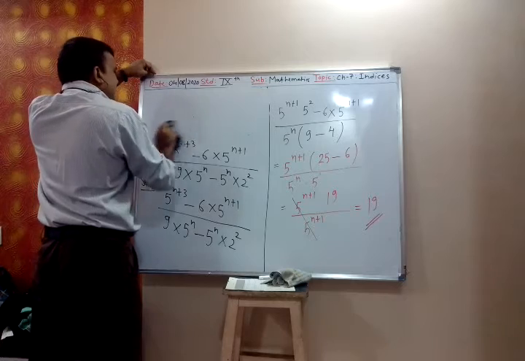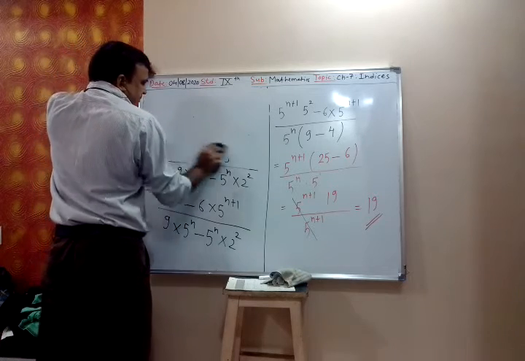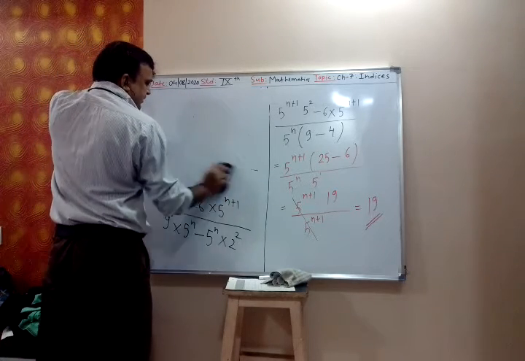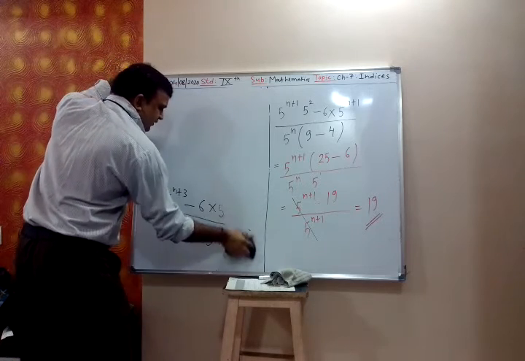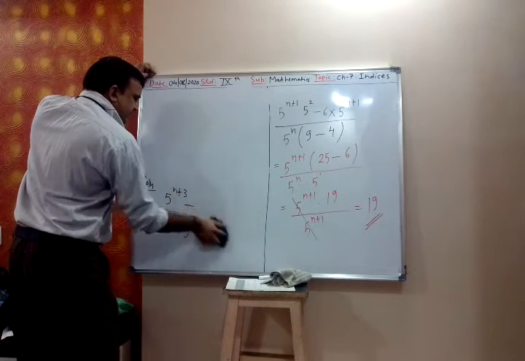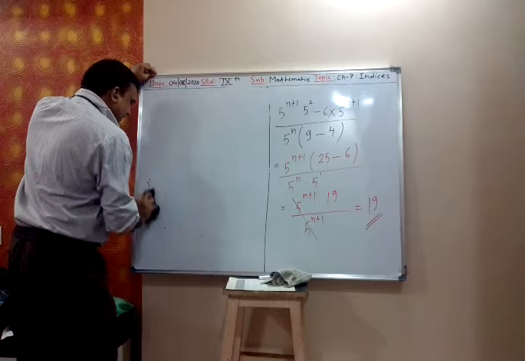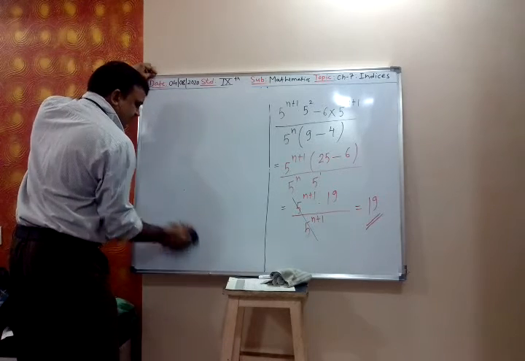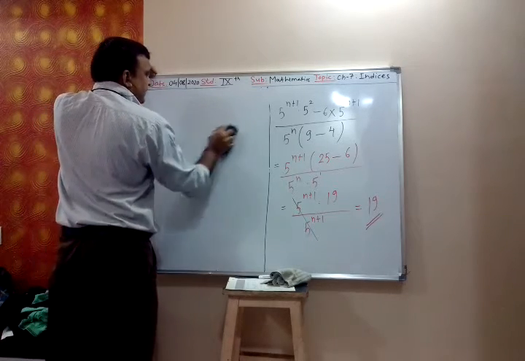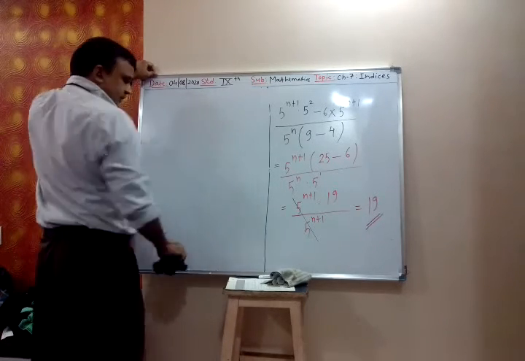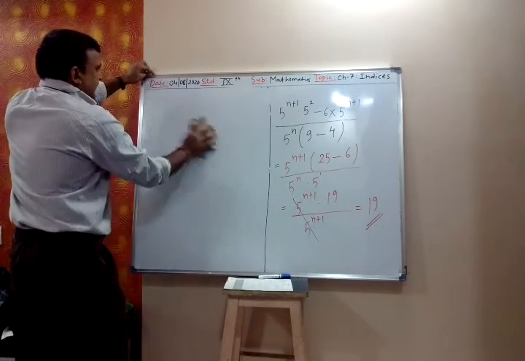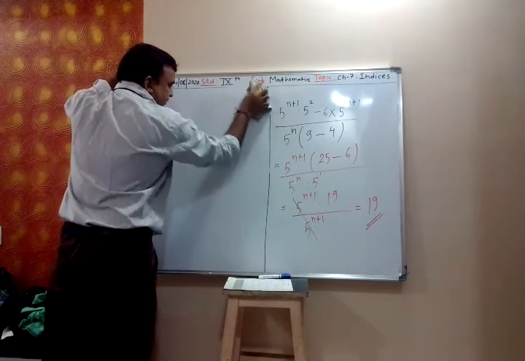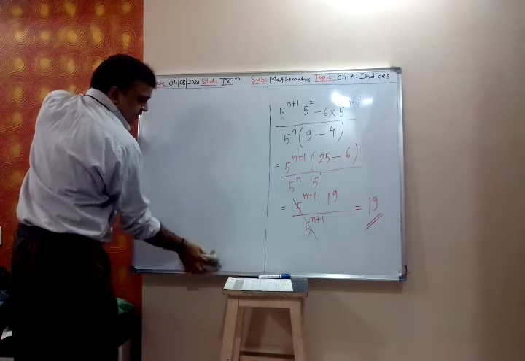Base we take common, either we subtract power or we add power. If there is multiplication, we add the power. If there is division, we subtract the power. And that base we take common. And this result is applicable only when bases are same. If base is same, then only we can add the power or subtract the power.